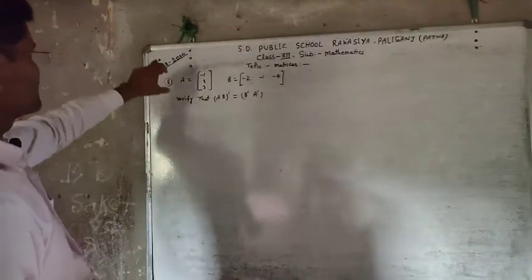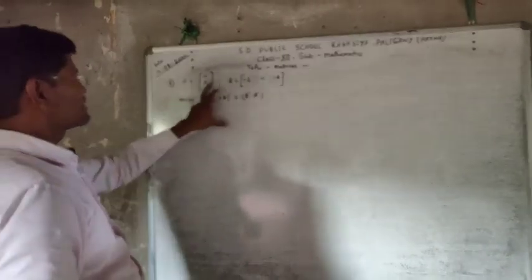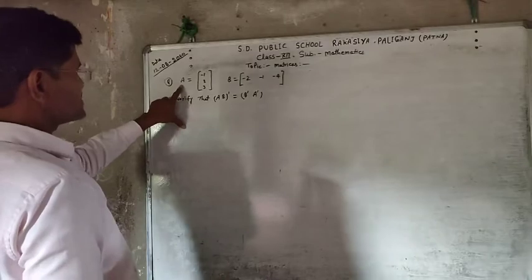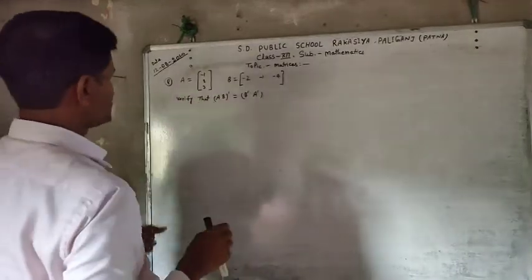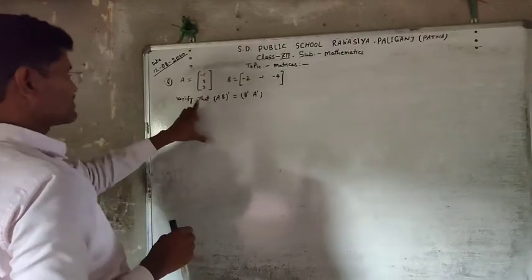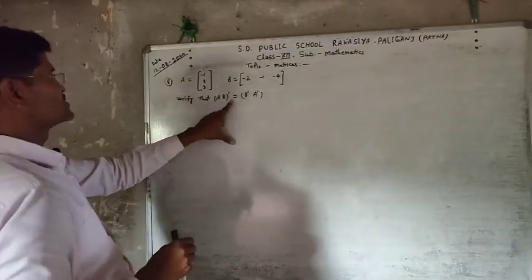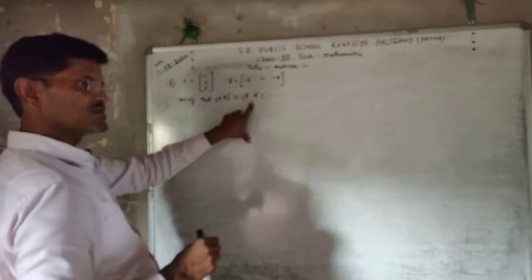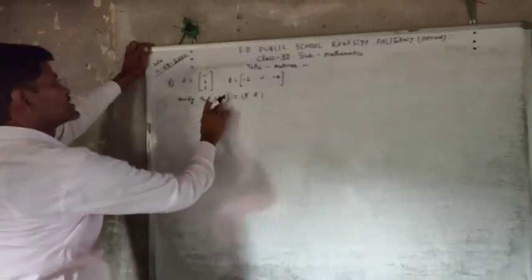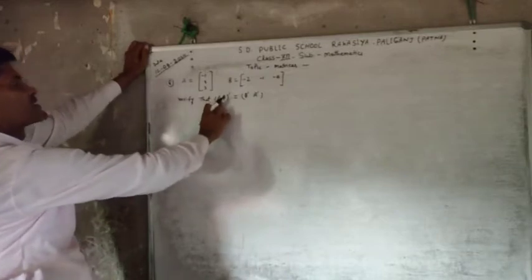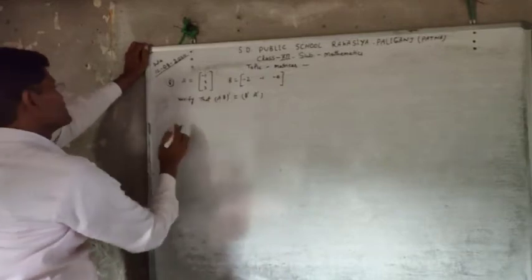In this problem, two matrices are given. The first matrix is denoted as A and the second matrix is denoted as B. We have to verify that (AB) whole transpose is equal to B transpose into A transpose. First of all, we have to find the product of the two matrices A and B, that is AB.